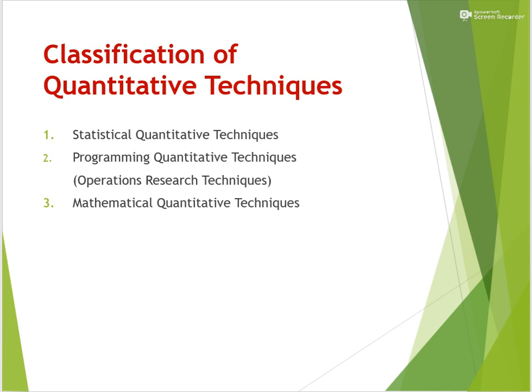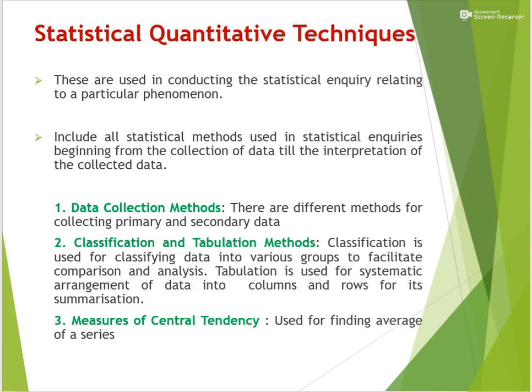Different types of quantitative techniques are used by different people and organizations for facilitating decision making and problem solving. All these quantitative techniques may be mainly classified into three categories. They are: number one, statistical quantitative techniques. Second one is programming quantitative techniques or operations research techniques. And the third and last one is mathematical quantitative techniques. Let us see the first one, that is statistical quantitative techniques.